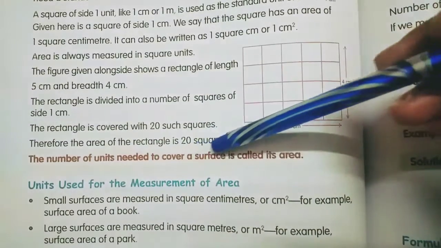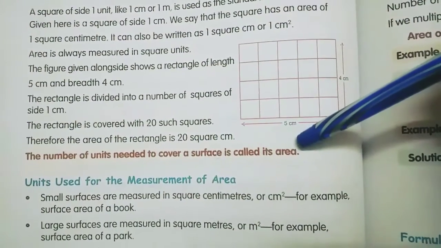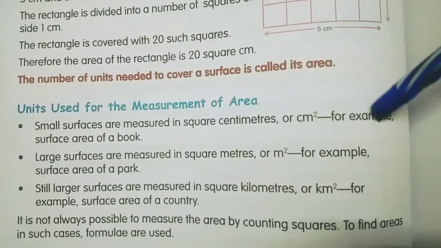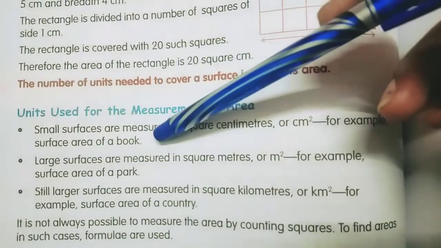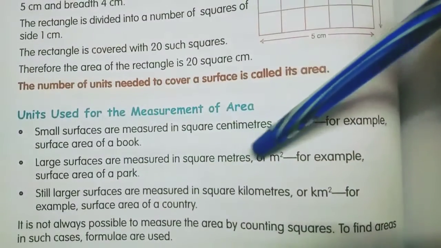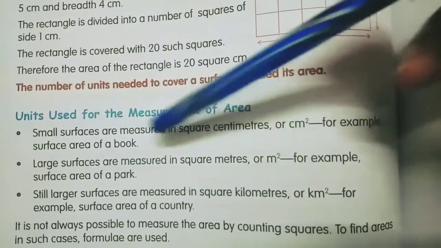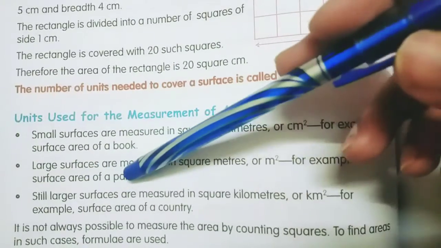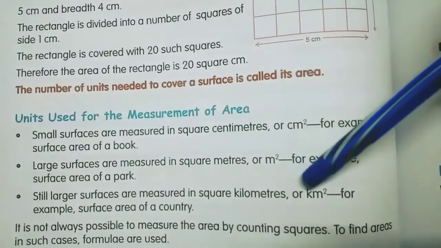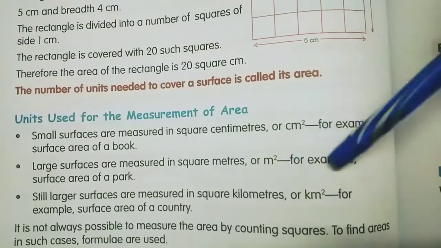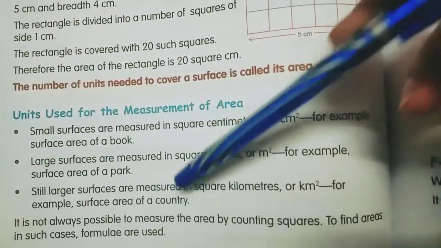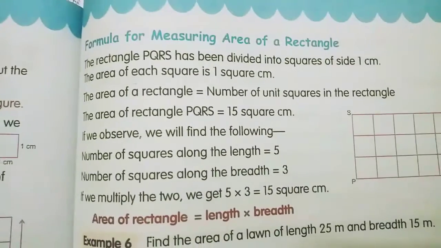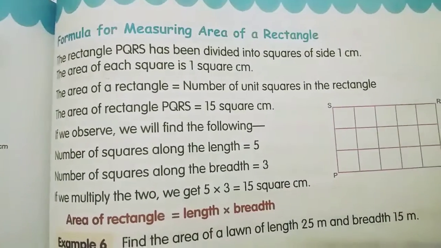The number of units needed to cover a surface is called its area. Smaller surfaces are measured in square centimeters, centimeter square, for example the area of a book, which is a small thing. Large surfaces are measured in what? Square meters, meter square, for example the surface area of a park or any land. Still larger surfaces are measured in kilometer square or square kilometer, for example the area of a country or a state. Now understood? Now we will see the formula for calculating the area of a rectangle.